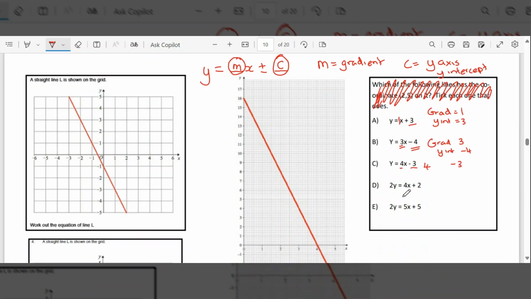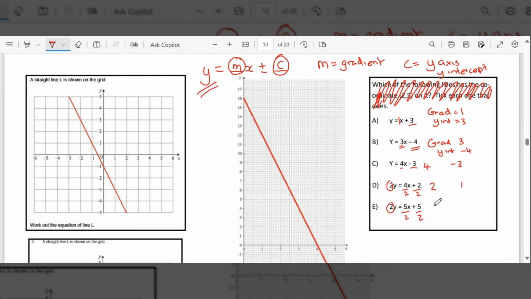Here, a bit of a problem. It says 2y equals, whereas I needed to say y equals. So what we're going to have to do here is take the times 2 over here and divide by 2. So all of these things here, we need to halve. So the gradient here wouldn't be 4, it would be half of 4, which is 2. And the y-intercept would be half of 2, which is 1.